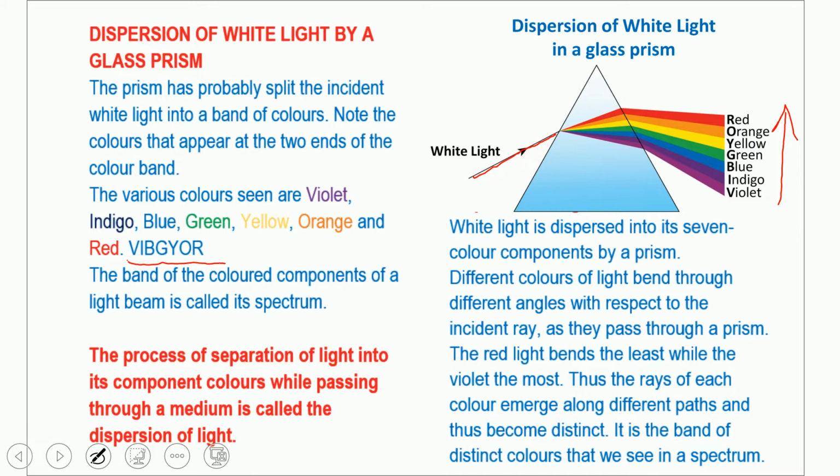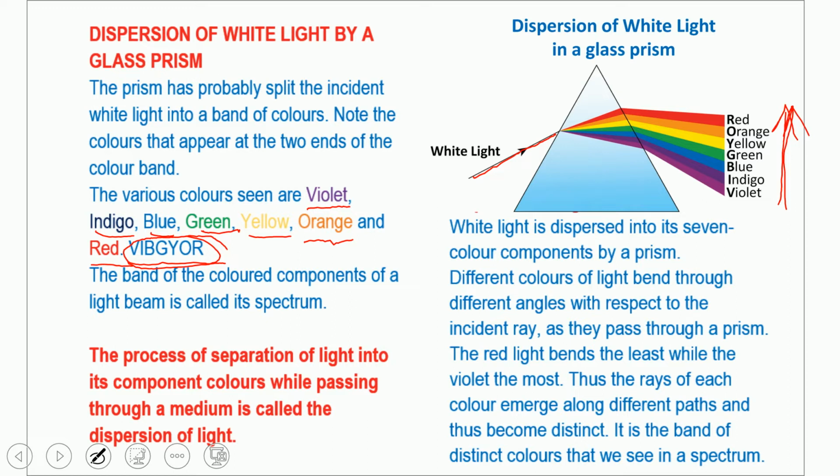V stands for violet, I stands for indigo, B stands for blue, G stands for green, Y stands for yellow, O stands for orange, R stands for red. So that is VIBGYOR. In shortcut, we are saying it as VIBGYOR. And look here, it is from down to up.